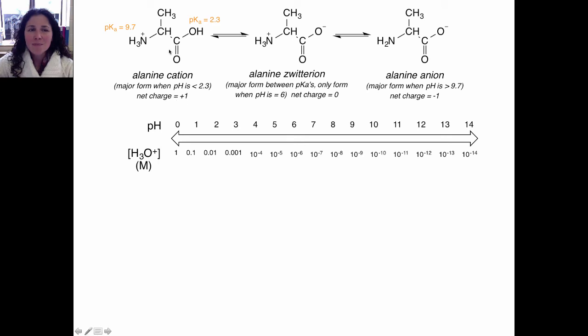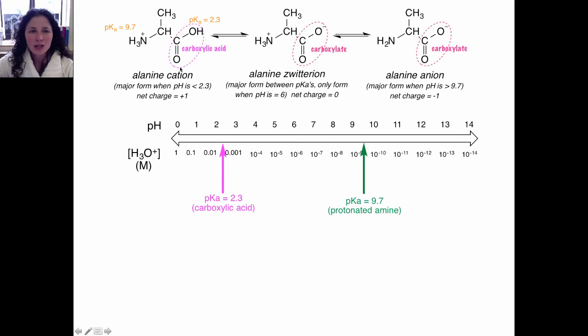Okay, now let's map these two pKa values onto our pH scale just for reference. First, I'm going to focus only on the carboxylic acid. And if you compare this part of the activity to the one that we just did, it's exactly the same. This is a carboxylic acid, and it can change into a carboxylate, just like it did on acetic acid. Here I'm going to circle the carboxylic acid or carboxylate functional groups. Notice that there's no change from here to here. The only change is from a carboxylic acid to a carboxylate.